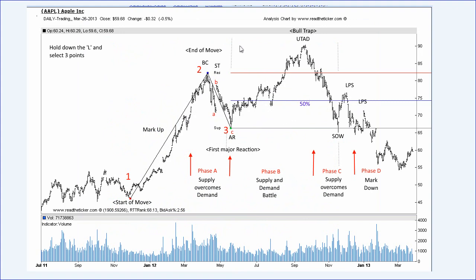So there's two major keys here. I've drawn the grey dotted line. This is the end of the move of the up move or the move into the pattern. And here we get another dotted line which shows that either demand or supply has taken over, and here we've got supply taking over.